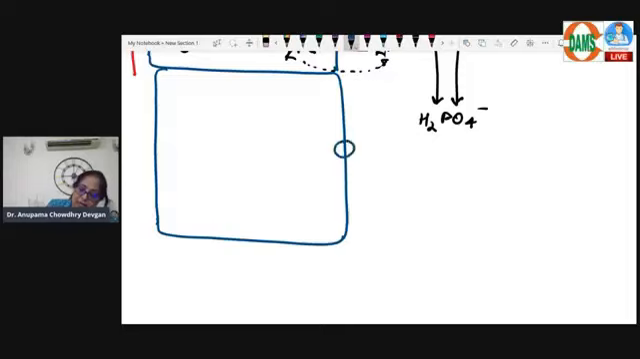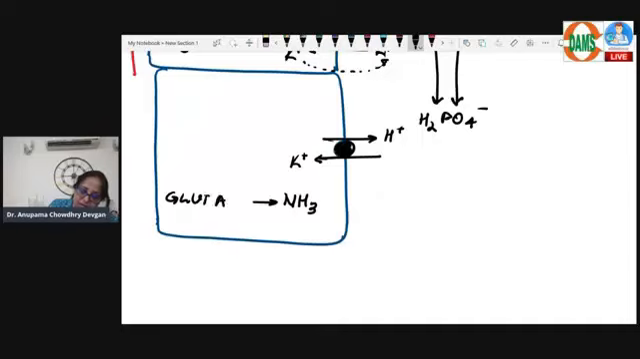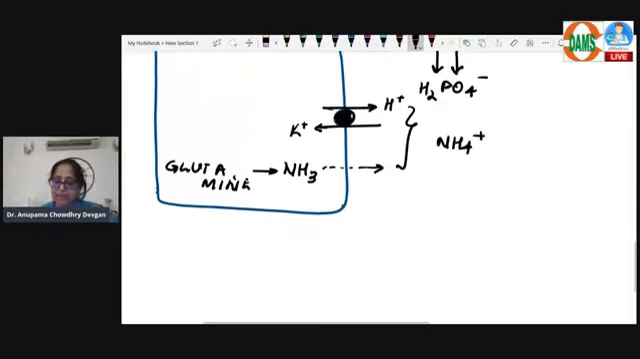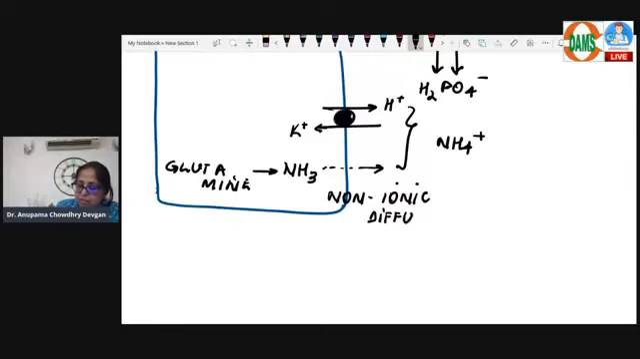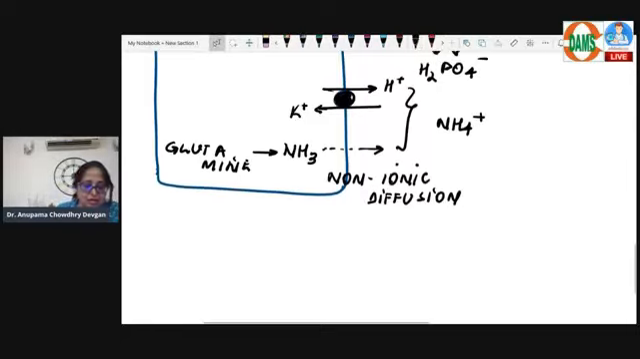Now, again, the H plus K plus ATP is... Ammonia can be synthesized by these cells from glutamine. We have discussed this in the first chapter itself. And ammonia will diffuse out of the cells. H plus and ammonia will form ammonium ion. Non-ionic diffusion of ammonia: ammonia diffuses in a non-ionic form, but after diffusion, it ionizes. So this is your non-ionic diffusion.